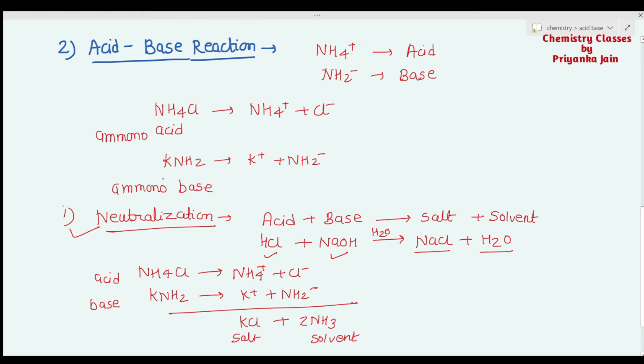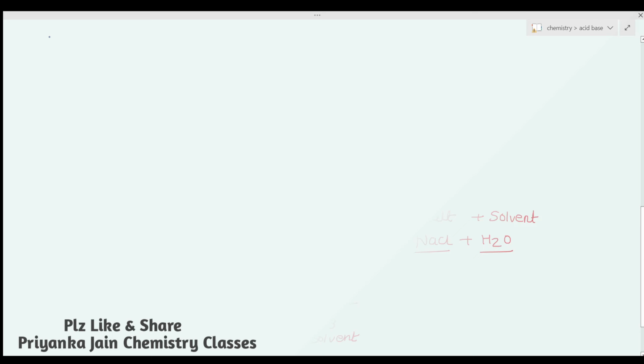Okay, now see one more reaction of the ammono acids. Second reaction of the ammono acid is the replacement of proton by reactive metals.